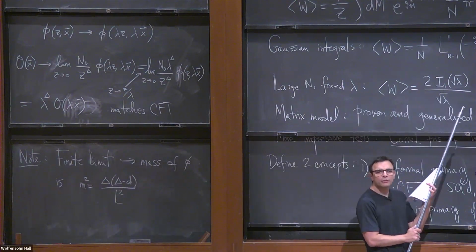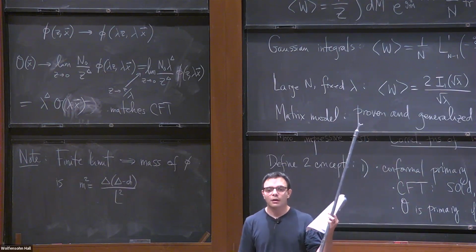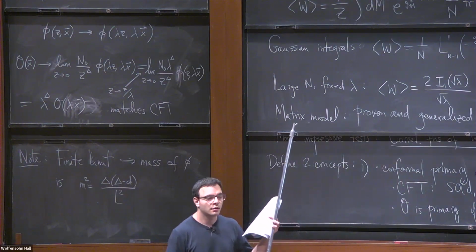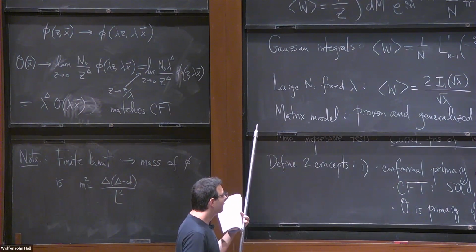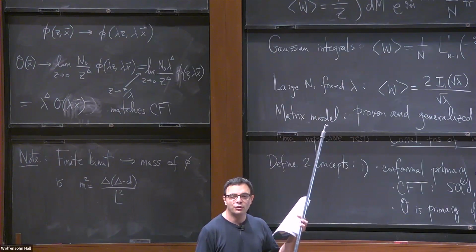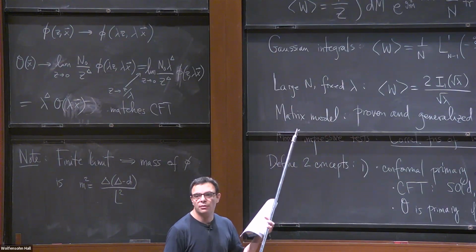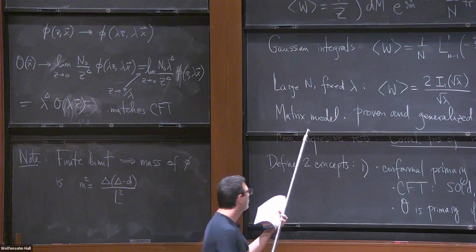Sorry, there was a question. Yeah. So how is the picture modified when we have a descendant operator? To have descendants, you just have derivatives. The descendant is just a derivative of a primary. So what you have to do is compute whatever you compute for the primary, and then take the appropriate number of derivatives, and you get the answer for the descendant.